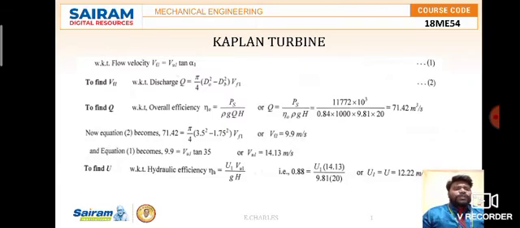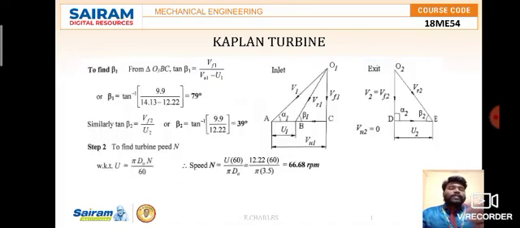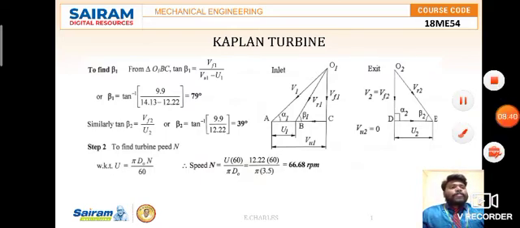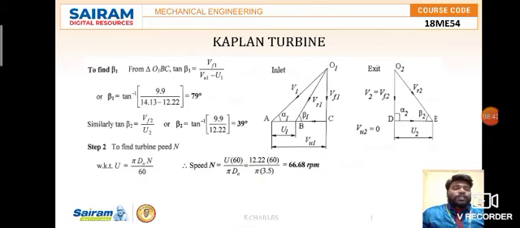We need to compare both Vw1, 14, and U, 12.22. Which is greater? Vw1 is greater and U is smaller. With this we understand that it is a normal triangle, so we can draw the inlet triangle immediately. Make sure that U1 is smaller and Vw1 is greater. Now we need to find beta 1.